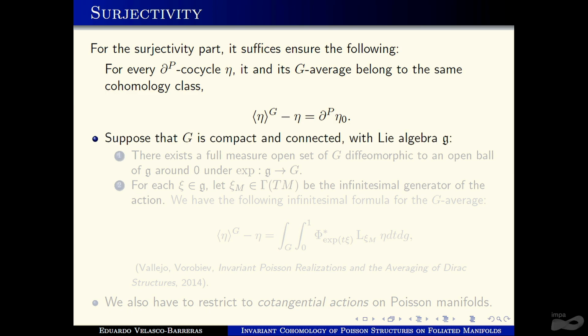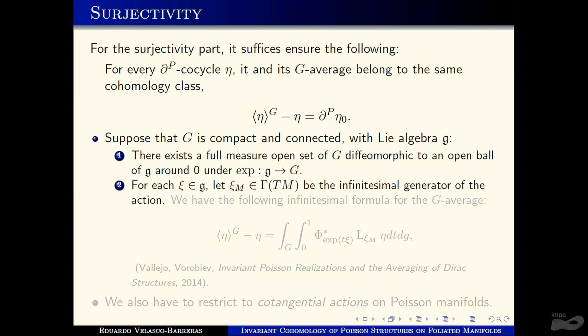So now suppose that besides compactness, the Lie group is connected, and let's consider the Lie algebra g. It is well known that there exists a full measure open set of the Lie group, which is diffeomorphic under the exponential map to an open ball of the Lie algebra around 0. And so if we denote in this manner the infinitesimal generator of the G action, then we have the following infinitesimal formula for the G average of tensors. This formula holds for any tensor, not necessarily cocycles.